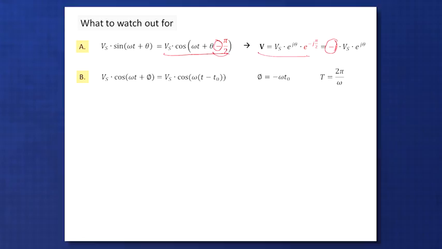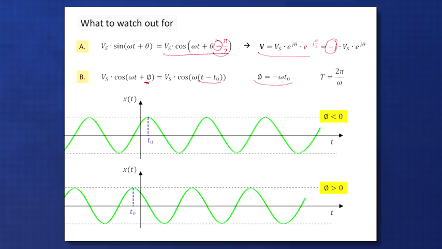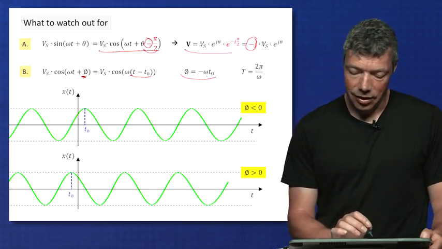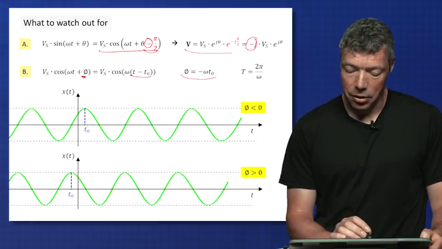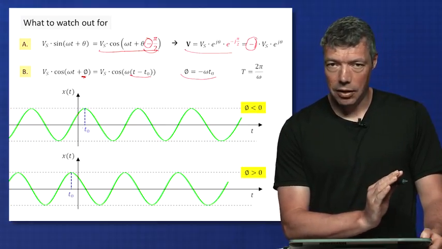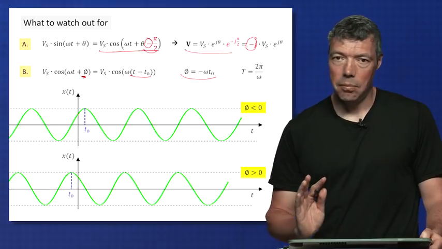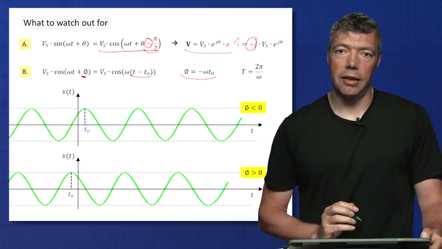The second thing is that you can interpret this phase of the phasor as a time shift. And the time shift is basically minus the phase. And so here I have shown two examples. If the phase is negative, the time shift is positive, so my waveform gets shifted to the right. For a positive phase, my waveform gets shifted to the left.